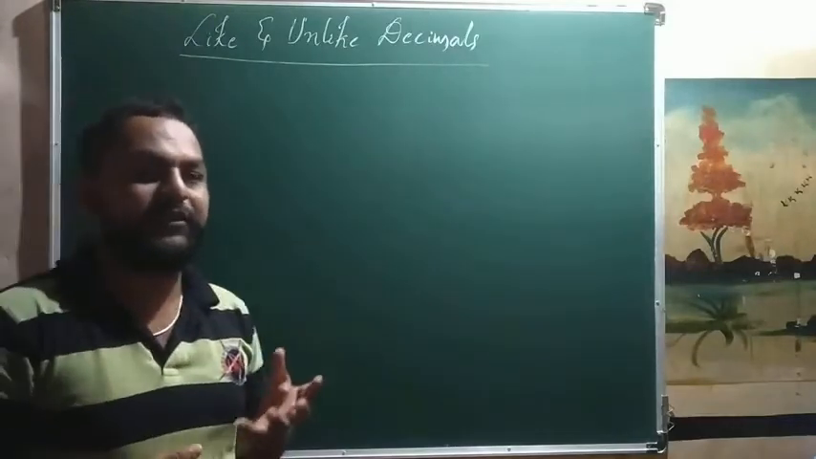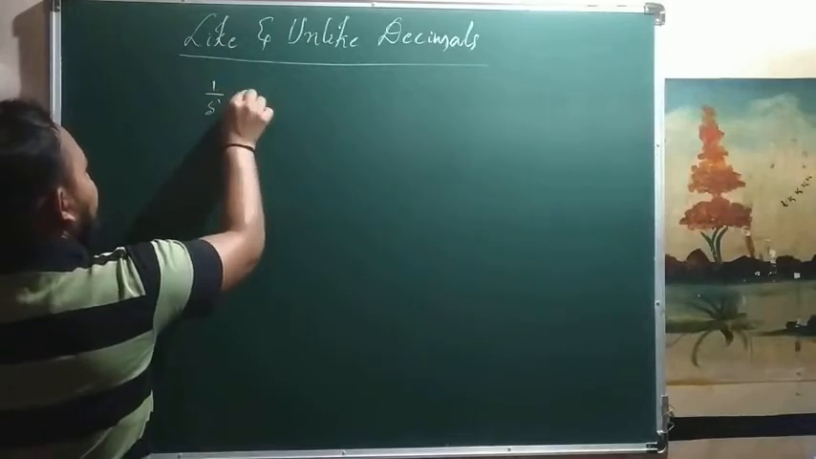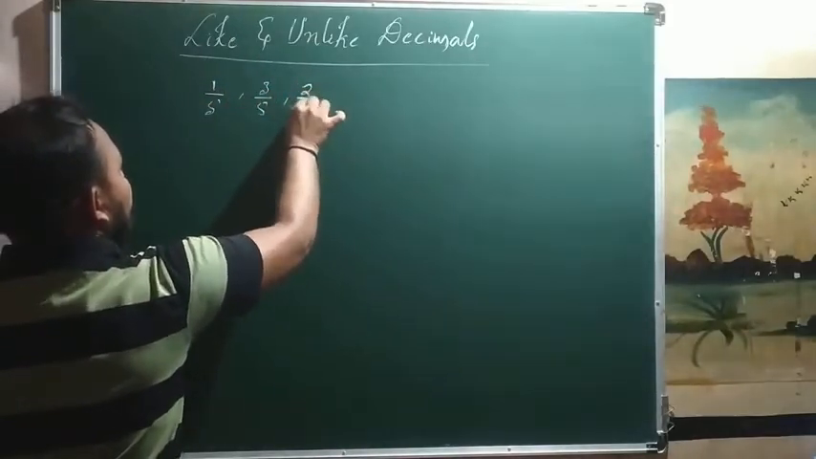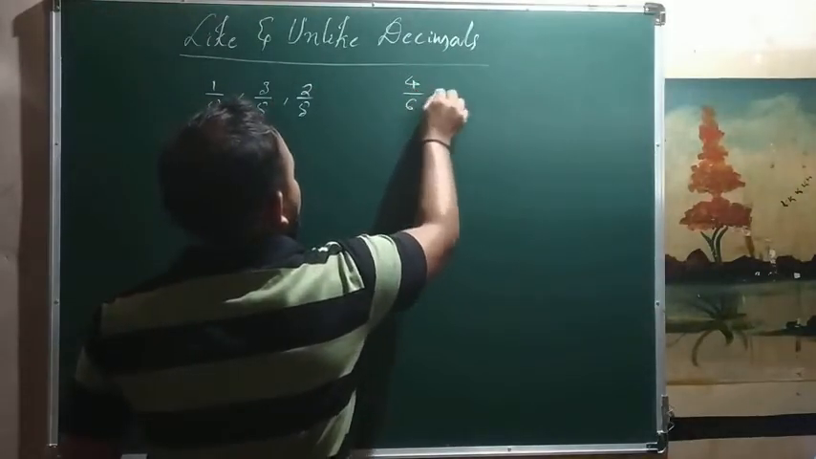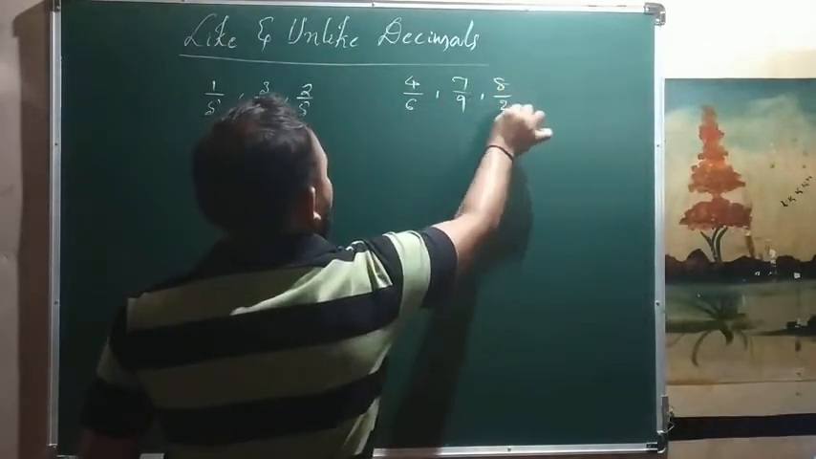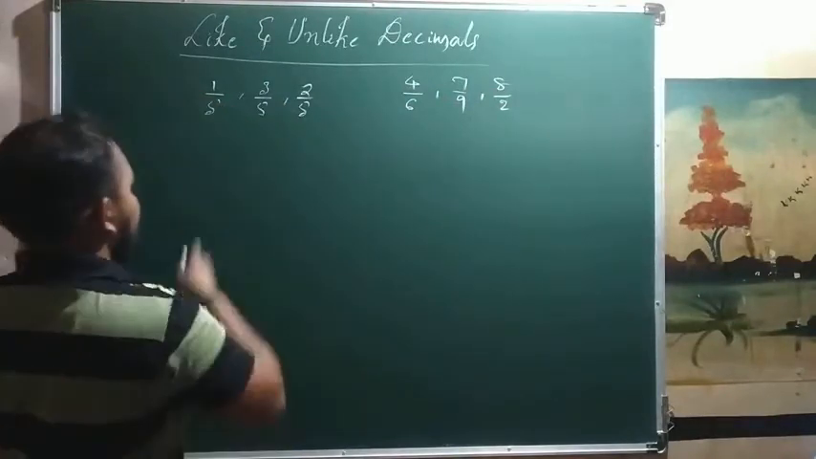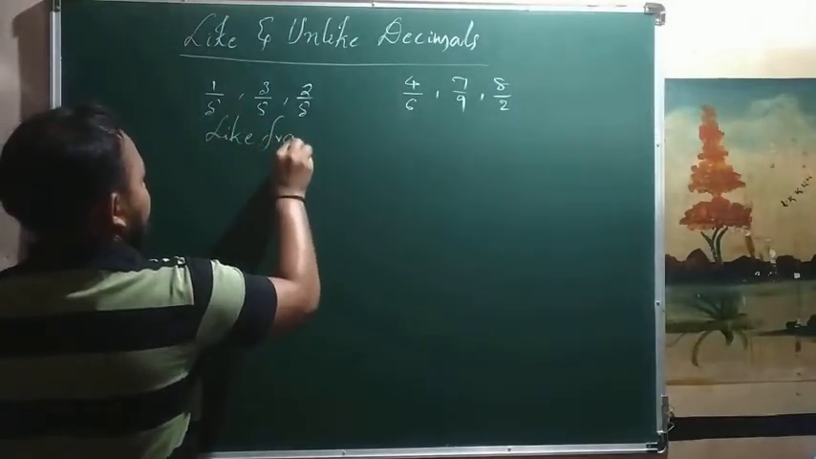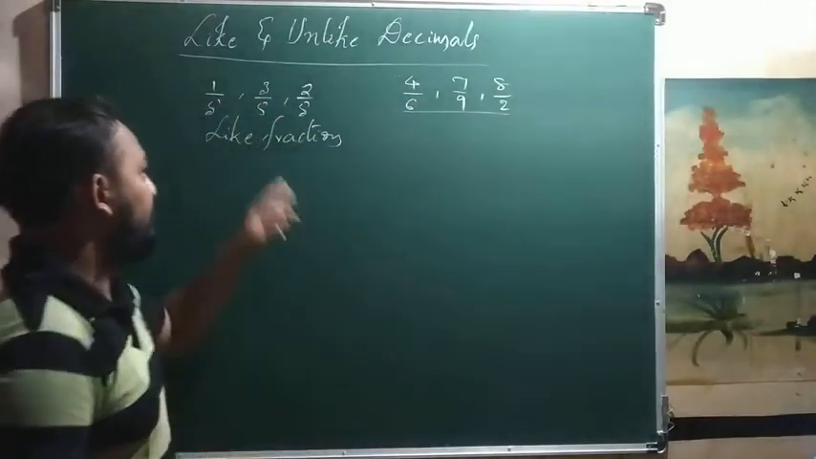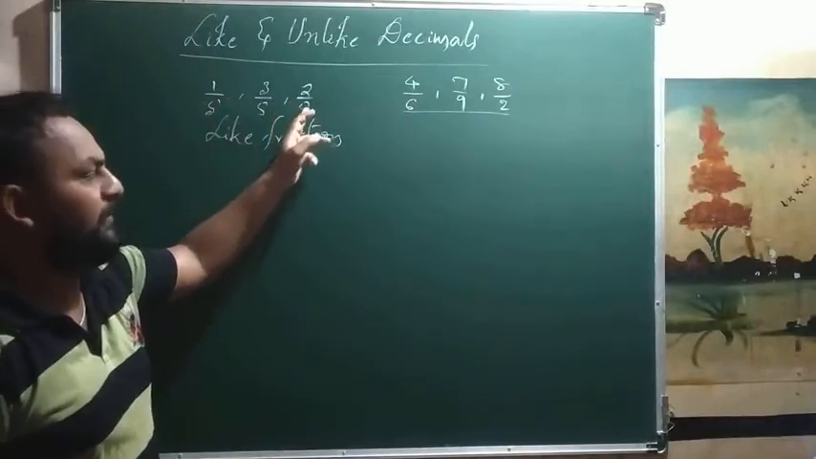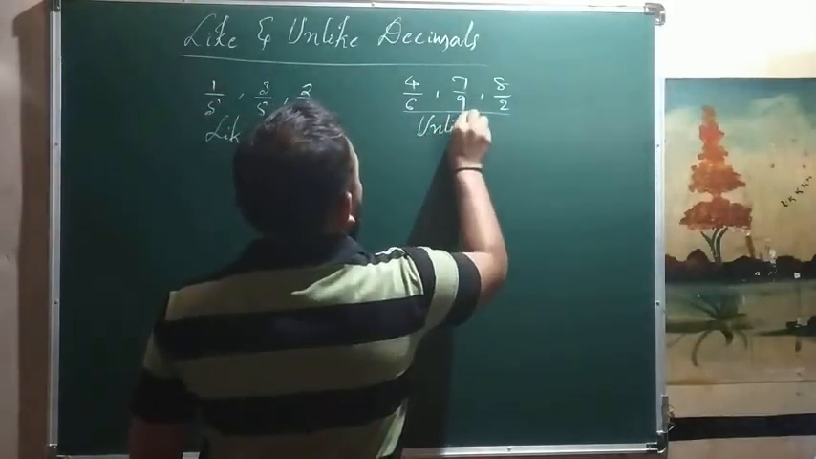We know that fractions with the same denominator, like 1 by 5, 3 by 5, and 2 by 5, are like fractions. Unlike fractions are 4 by 6, 7 by 9, 8 by 2. Fractions with different denominators are unlike fractions. Here the denominators are 5, 5, 5, and here they are different: 6, 9, 2.